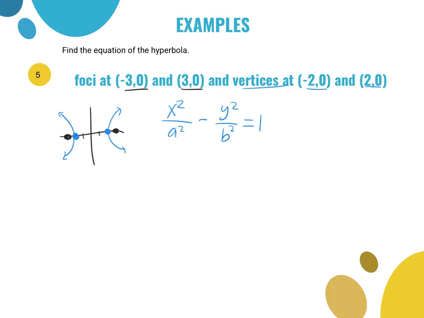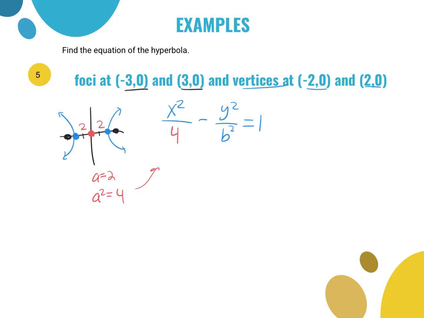Our a value is going to be from the center to your vertex, or each of your vertices. And I knew my center was at 0, 0 because the center is always equidistant from your foci and your vertices. So that point right there is exactly 2 units from each of your vertices. And that also gives us our a value. I know that a has to equal 2, and that would make a squared equal to 4. So I'm going to put that into my equation, replace that a squared with a 4.